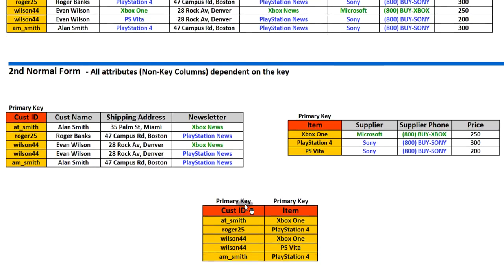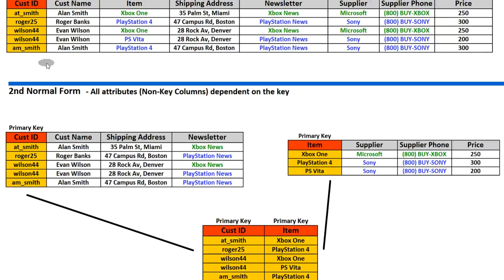So for that, there needs to be a table called a junction table, which is this. Basically in this table, both of these are a key. This is called a compound key because it's made up of 2 columns. And now these entries, from AM Smith bought an Xbox One, are over here. So this guy bought this, and Roger 25 bought a PlayStation 4, Wilson 44 bought an Xbox One and the Vita, and AM Smith bought a PlayStation 4.